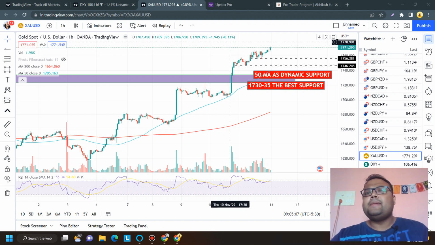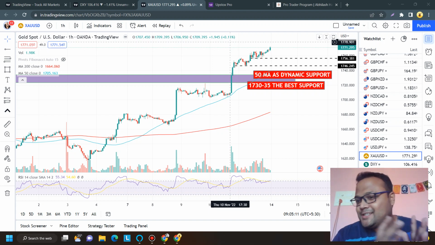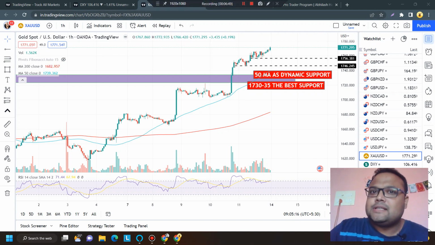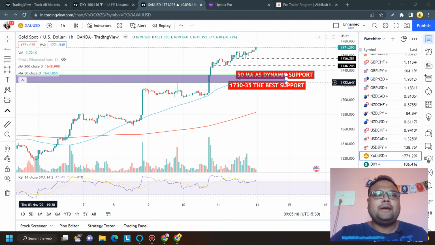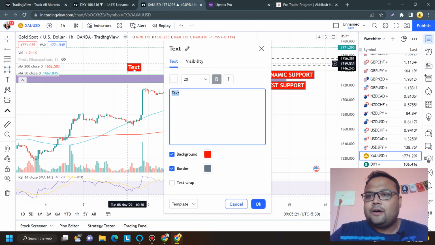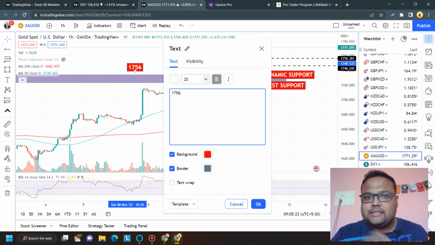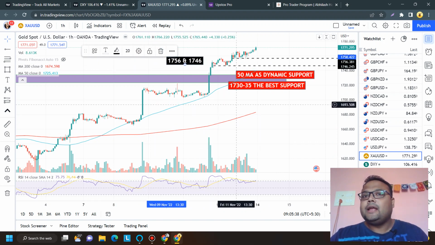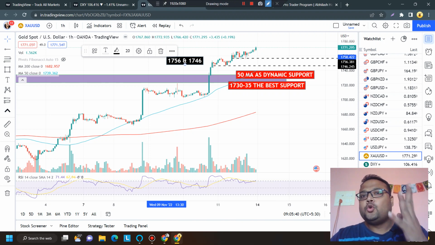But if the market remains slow, because usually Monday mornings are dull, Monday mornings are slow, so if the market remains dull and slow, then you can expect the market to take support around 1756 and 1746. These two are also support for the market. I'm just changing the color. These two are also support for the market if the market remains low volatile.